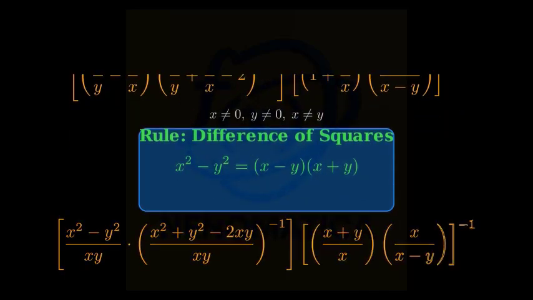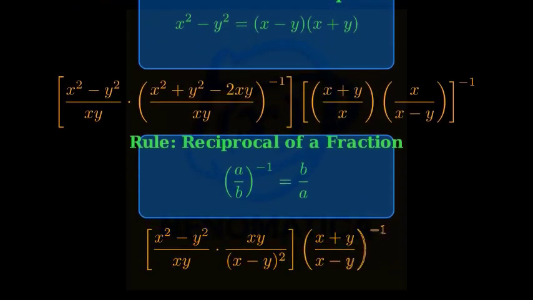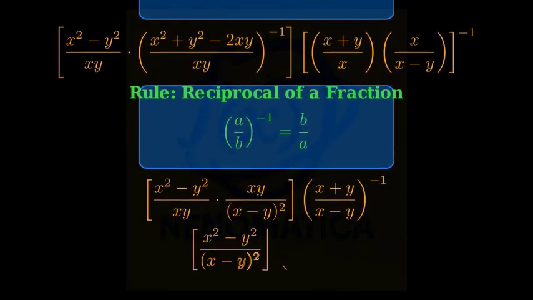Step 2. Use the reciprocal rule. The inverse of a fraction, a over b, is b over a. Apply it to the first inverse term. Step 3. Apply the reciprocal rule again to the remaining inverse. Step 4. Now factor x squared minus y squared as (x minus y) times (x plus y), and prepare to cancel common factors.